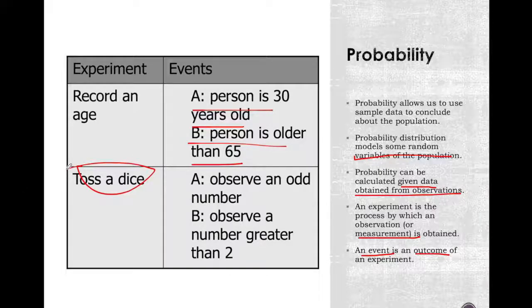Another experiment is, for example, you toss a dice, right? A dice has six surfaces, and the event A is to observe an odd number. So it could be how many? 1, 3, 5, right? So it can be 3. And B is to observe a number greater than 2. So you can say that. Of course, you can learn from there, right?